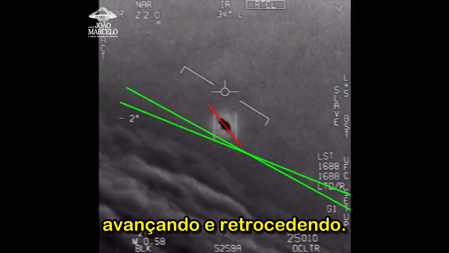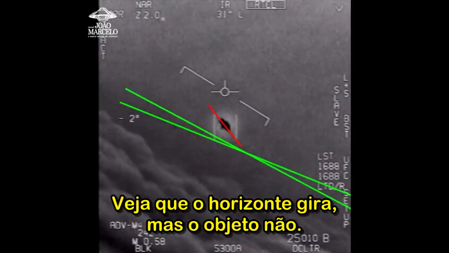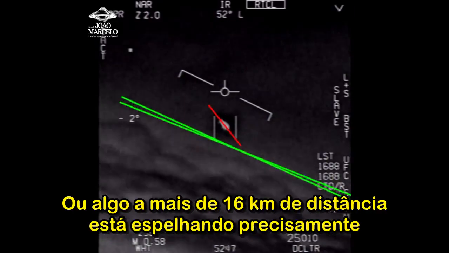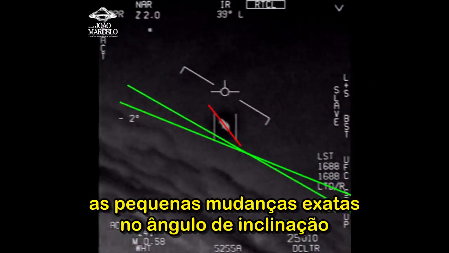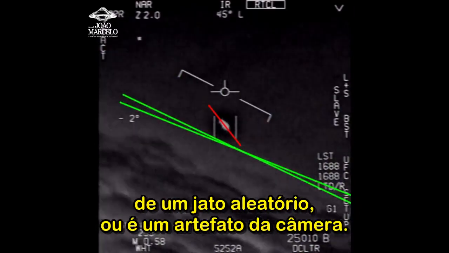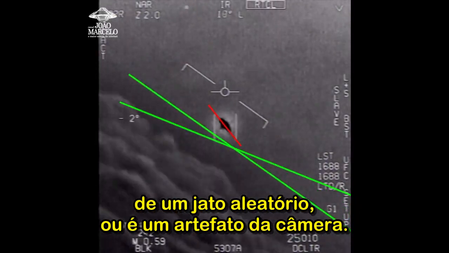Scrub back and forth. See the horizon rotate, but the object does not. Either something 10 plus miles away is precisely mirroring the exact small changes in the bank angle of a random jet, or it's an artifact of the camera.